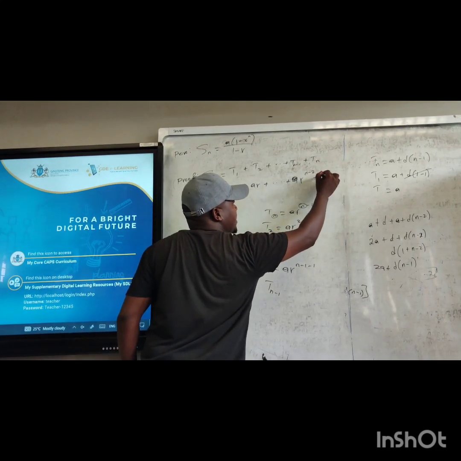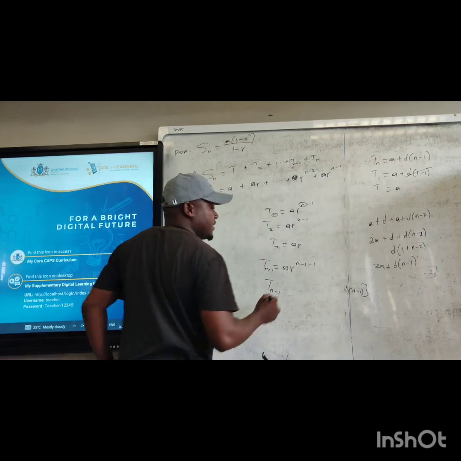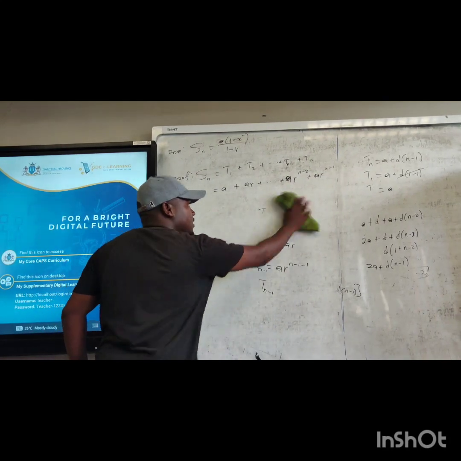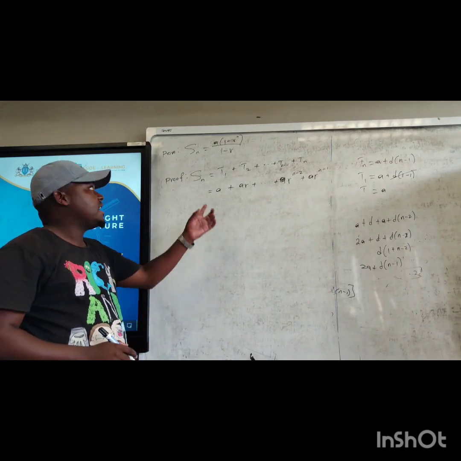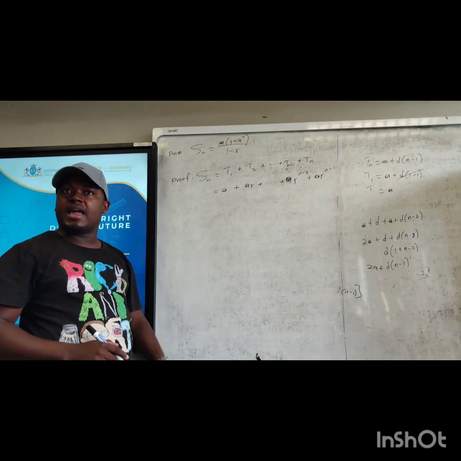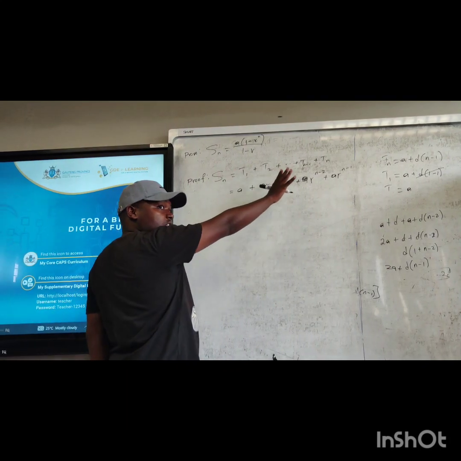Then the very last term will become AR to the power n minus 1. That is making sense. Once you establish this, you are done. For arithmetic, you do not swap it. You multiply by R. So you multiply everything here by R.